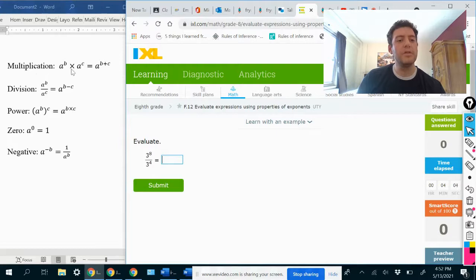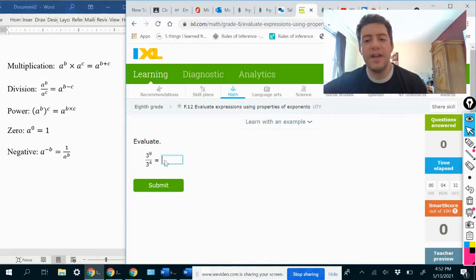So when we're multiplying, we add the exponents. When we're dividing, we subtract the exponents. If we're raising a power to a power, we multiply the exponents. If we have some base to the 0th power, then that's just equal to 1. And if we have a negative exponent like a to the negative b, that's the same thing as 1 over a to the b. Okay, so let's get started.